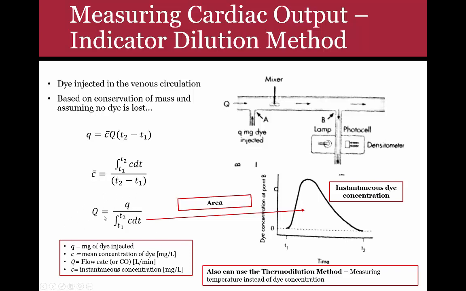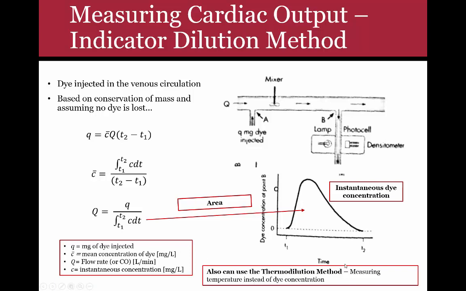So obviously for a higher flow rate, this will be a much smaller curve because it reaches it much quicker, and then T2 will be over here versus over here, so that area will be smaller, which will give you an increase in the flow. So that's one way. The most common way nowadays is, this indicator dilution method is really old.